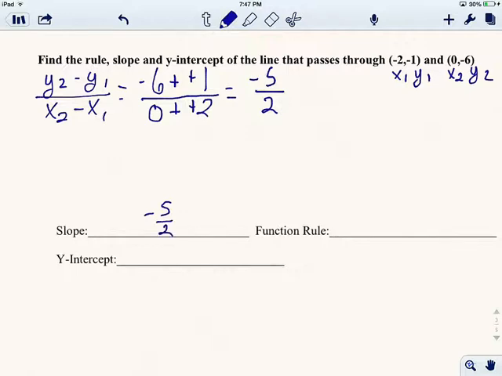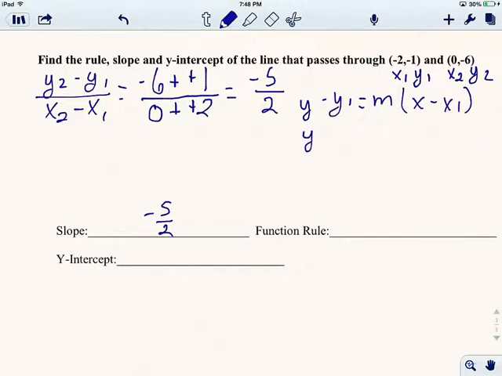My slope is -5 over 2. Cool. Now I've got the slope, and I've also got a point. What a great time to use point-slope form. Let's write point-slope form out: y minus y1 equals m times x minus x1, same as we did last problem. Look at that, I've already got y1 and x1 labeled, and we know that -5 over 2 is my m. So let's plug stuff in.